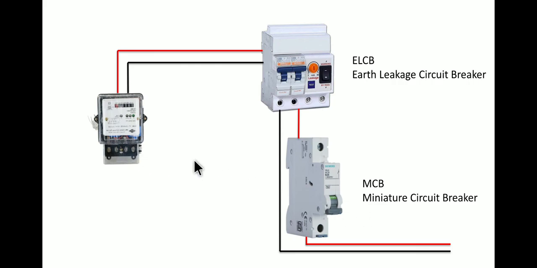And also from here, from the meter box, a green wire, that is the earth wire, is passed on to the ground. This is the symbol used for grounding. We will learn about grounding in the coming topics.